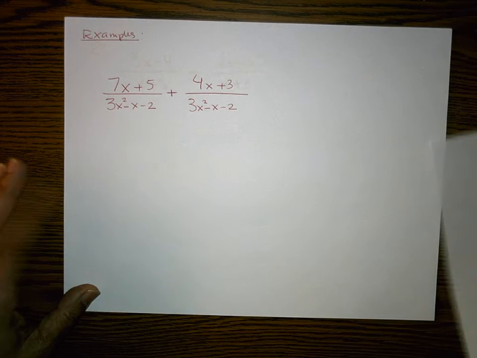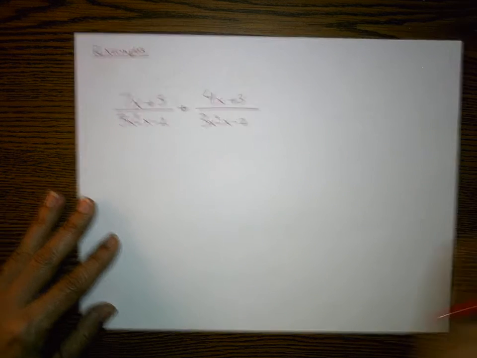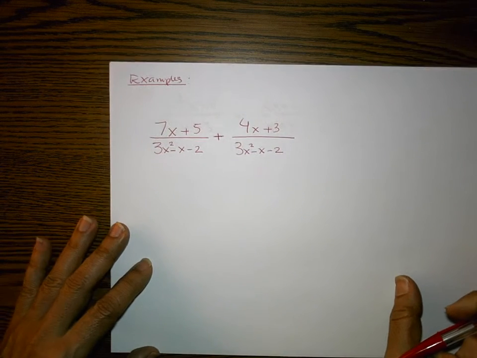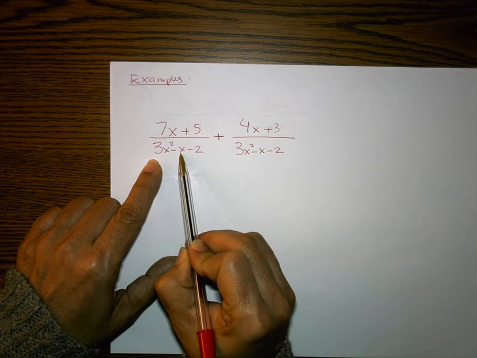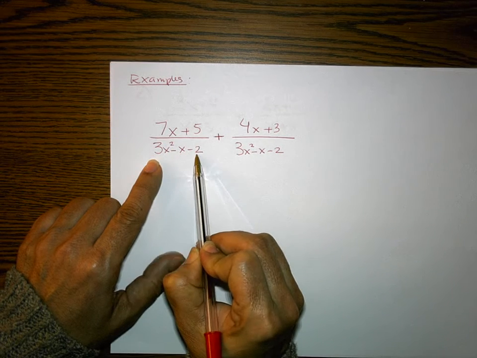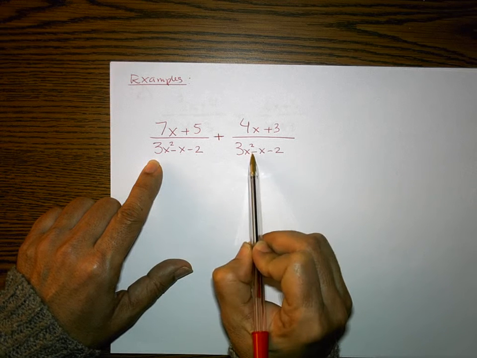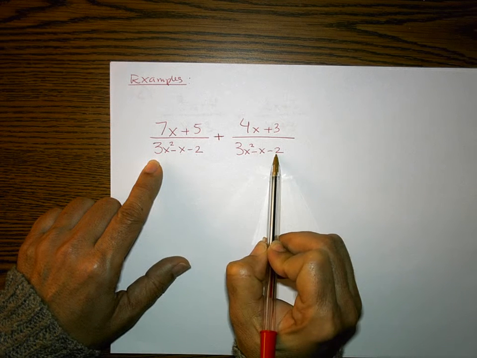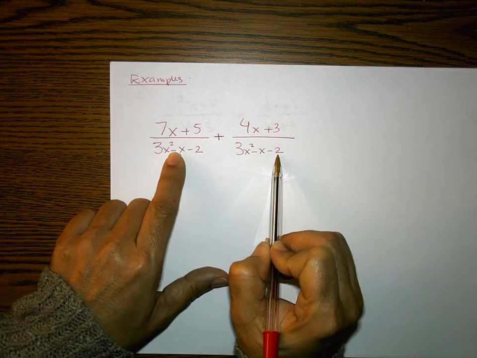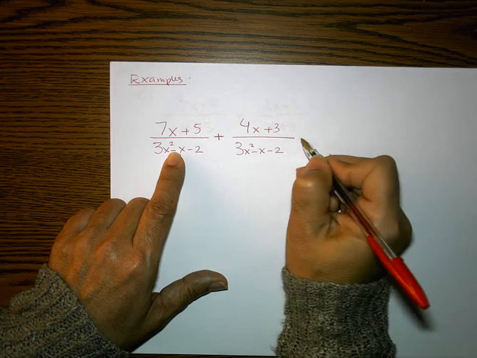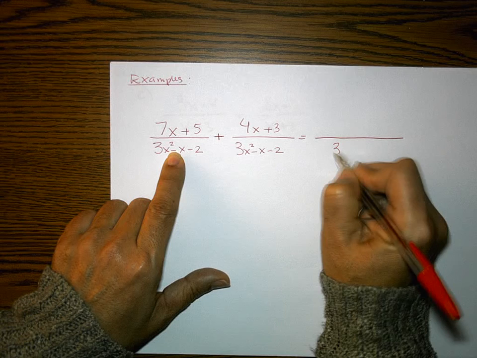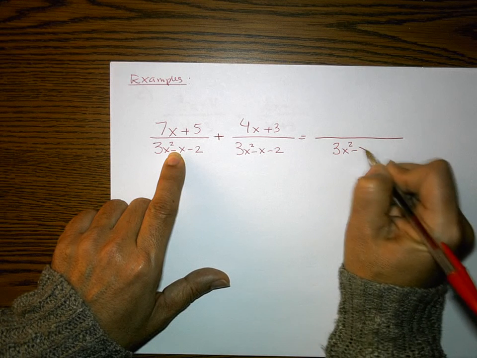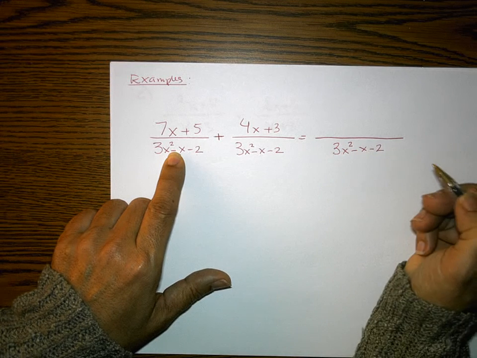So let's take a look at an example first. First thing I want to see is, do I have a common denominator? I have a 3x squared minus x minus 2. And I have a 3x squared minus x minus 2. So they are the same. We are good. We can add these two rational expressions. As a matter of fact, the denominator stays the same. 3x squared minus x minus 2.